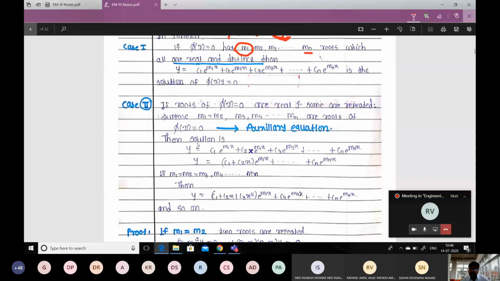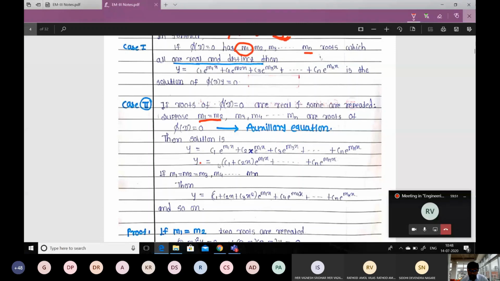case of repeated roots. So I'm just considering 2 roots get repeated, the first 2 roots, m1 is equal to m2, these first 2 roots get repeated, and the remaining m3 onwards, they are all distinct from m1, m2, and they are not equal to each other. OK, so m3 onward, they are all distinct, and only m1 is equal to m2. So in that case, look at this solution.